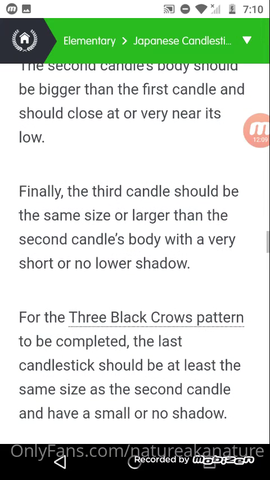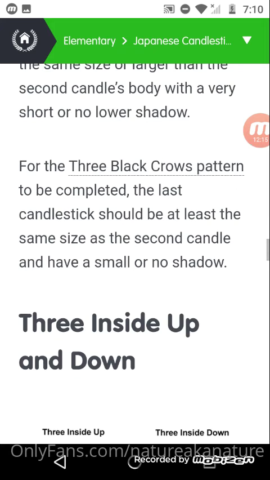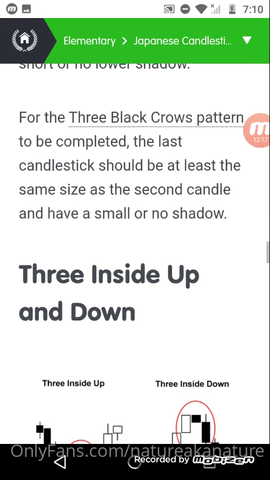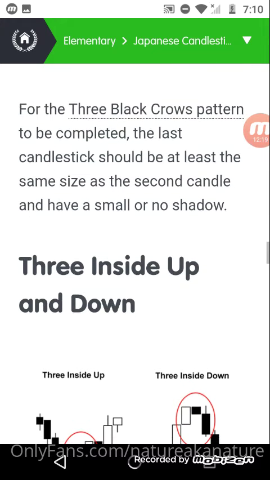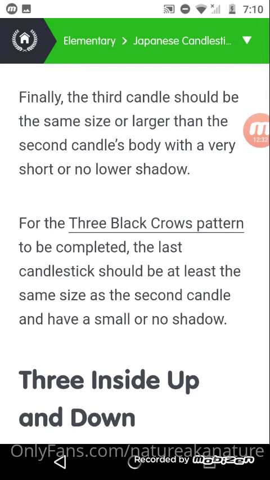So, alright. Oh yeah, I forgot. How could I forget? We also have the three inside ups and the three inside downs, on top of giving y'all the head and shoulders and inverted head and shoulders. We're going to do those too. Let me just do the three inside ups and downs first.